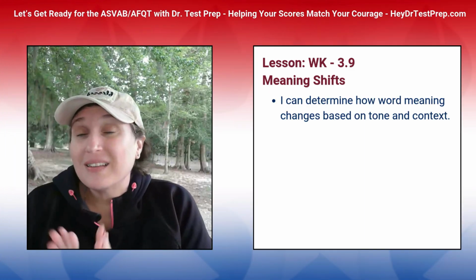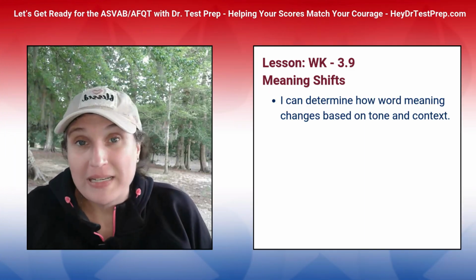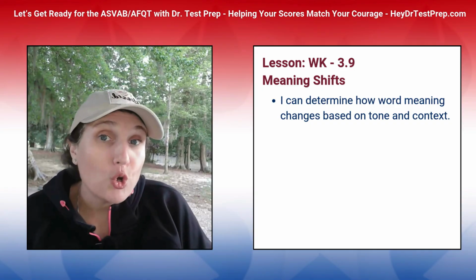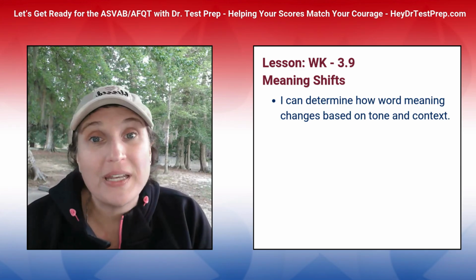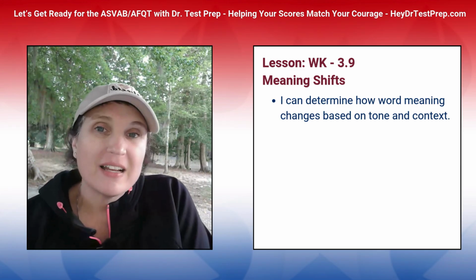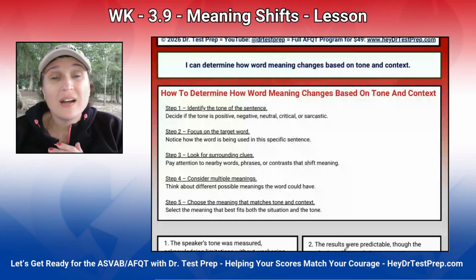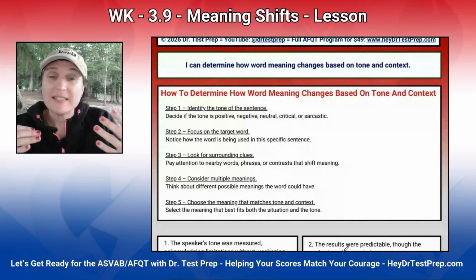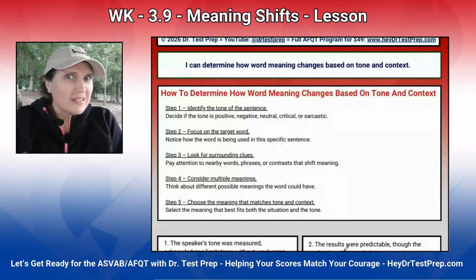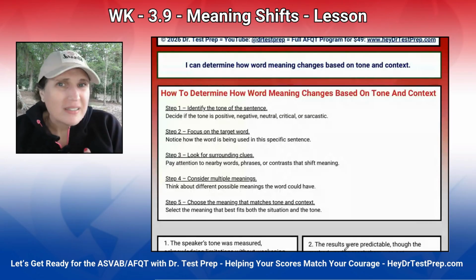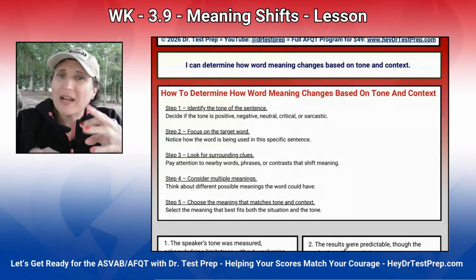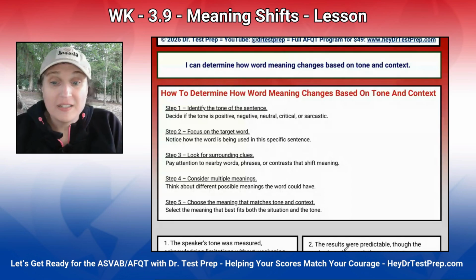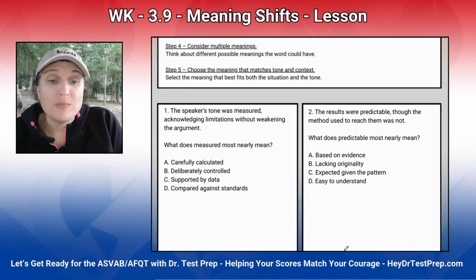So our last lesson on word knowledge, I'm calling 3.9, meaning shifts. We're going to see how word meaning shifts based on the tone and the context of what we're reading. And as always, we're going to start easier and get a little bit harder. How do we measure meaning and context? We're going to see what's the tone of the sentence. Is it positive? Is it negative? Is it neutral? Is it critical? Is it sarcastic? Are there words like but or nor that make it contradictory? Are there words like and or for that explain? So we're going to look at surrounding words and determine multiple meanings.